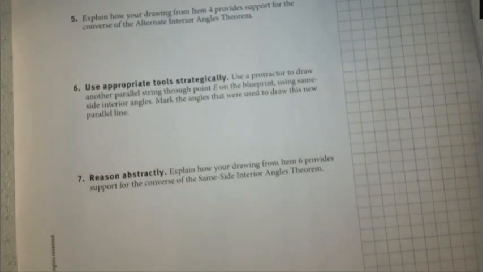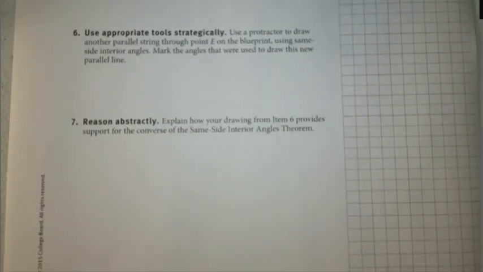Number 6. Use appropriate tools strategically. Use a protractor to draw another parallel string through point E on the blueprint using same side interior angles. Mark the angles that were used to draw this new parallel line. 7. Explain how your drawing from item 6 provides support for the converse of the same side interior angles theorem.